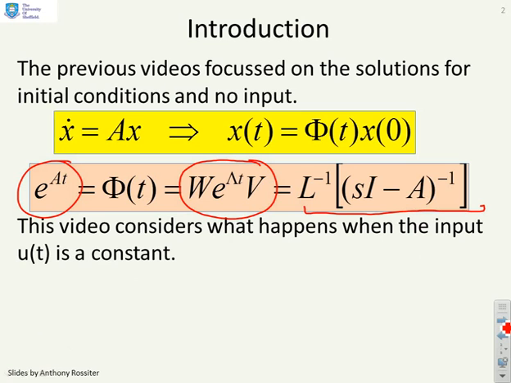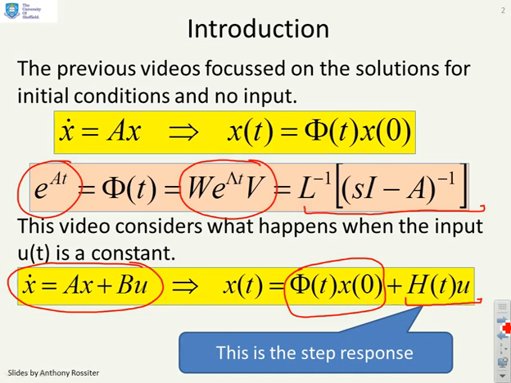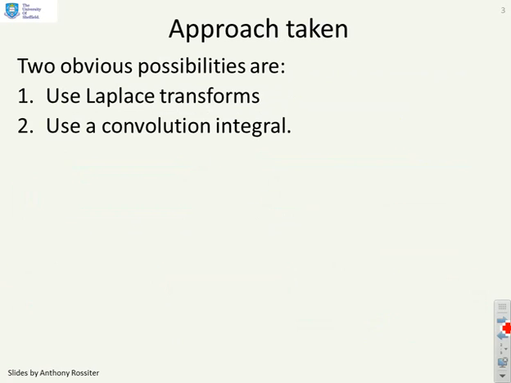This video is going to consider what happens when we add an input to a state space system. So now we've got a model of this form, x dot equals Ax plus Bu, and the generic solution still has the dependence on initial conditions, this Φ(t) x of 0, but we've got an additional term, h of t u, where h of t is the step response because we're assuming here that u is a constant. And this video is looking at how we calculate h of t.